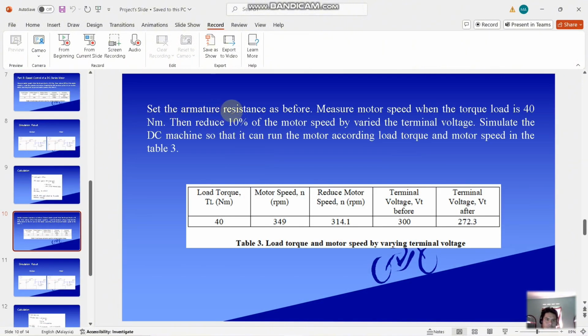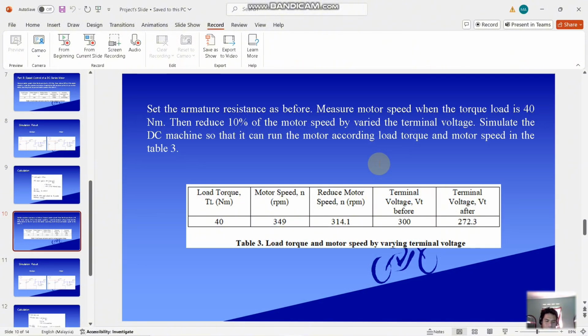the part: set the armature resistance as before. Measure motor speed when the torque load is 40 Nm and 10% of the motor speed by varying the terminal voltage. For this part, we set the armature resistance as before and measure the motor speed when the load torque was 40 Nm. Initially, the motor operates at a speed of 349 rpm with a terminal voltage of 300 volts.